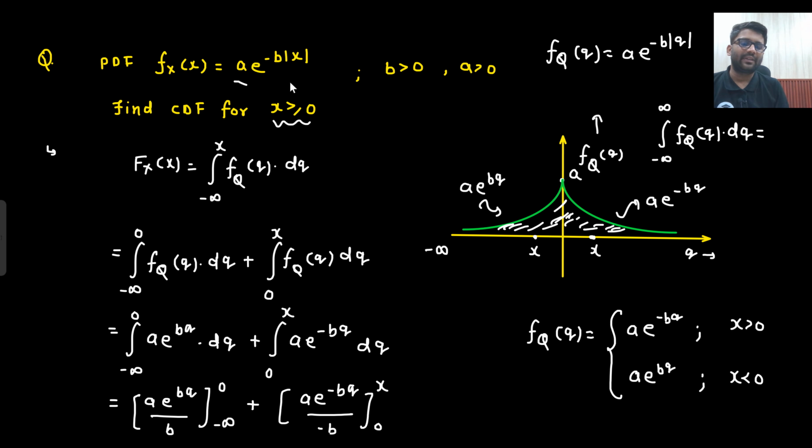You do this particular expression. Basically, you find the area for this particular expression from minus infinity to infinity. What will you get? This will give 1 by b. And here the amplitude is a. So the answer will be a by b.